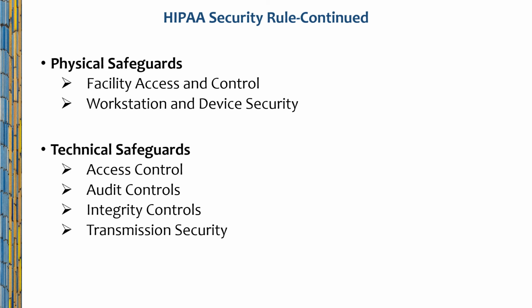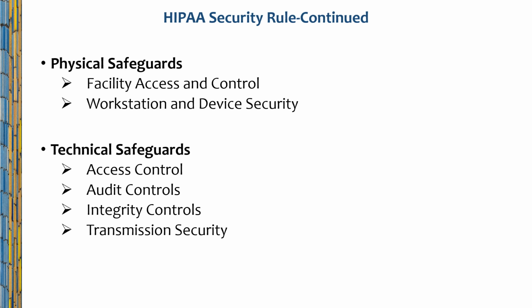Technical safeguards. First on the list is access control. A covered entity must implement technical policies and procedures that allow only authorized persons to access electronic protected health information. Audit controls. A covered entity must implement hardware, software, and/or procedural mechanisms to record and examine access and other activity in information systems that contain or use electronic protected health information.